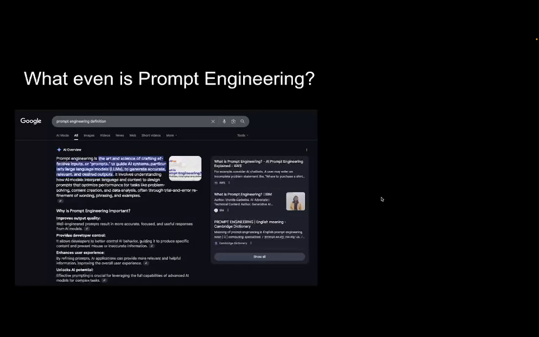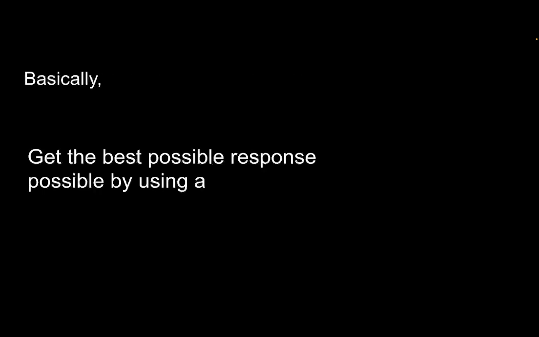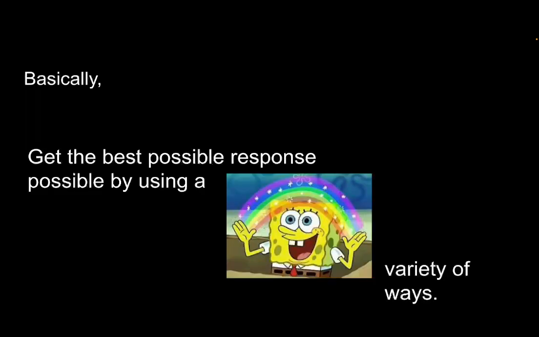Well, according to Google, prompt engineering is the art and science of crafting effective inputs or prompts to guide AI systems, particularly large language models, LLMs, to generate accurate, relevant, and desired outputs. So basically, that just means get the best possible response by using a variety of ways.